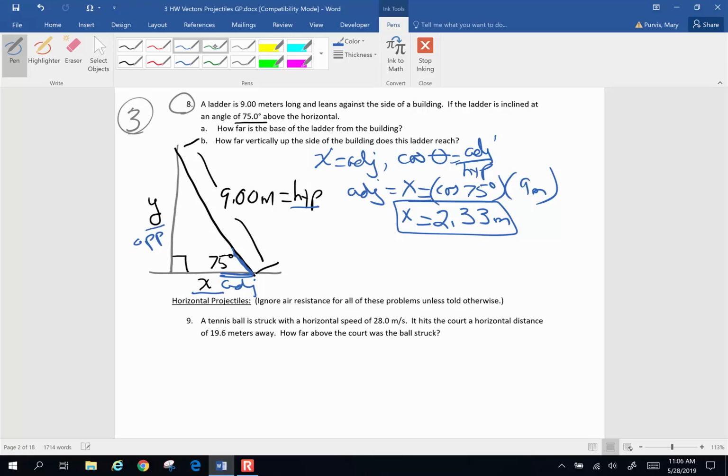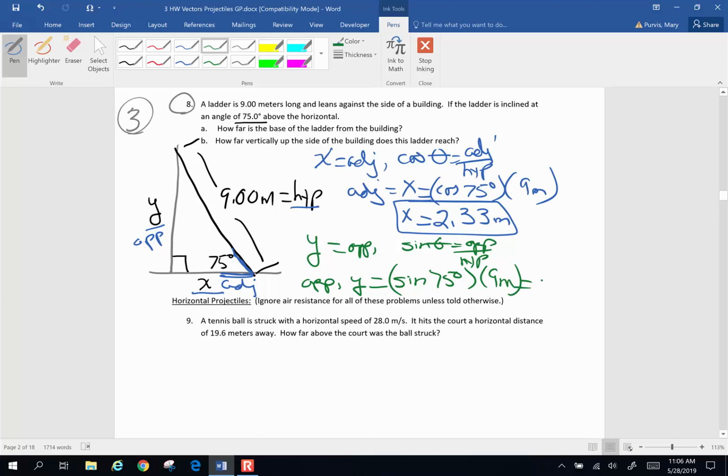Now let's go ahead and find y. Y is that up and down component, so y is the opposite. I'm going to go ahead and use sine of theta is the opposite over the hypotenuse, and so the opposite side, which is my y, is going to be equal to the sine of 75 degrees times the hypotenuse, which is my 9 meters. And if I do that, the sine of 75 times 9, I end up with 8.69 meters is the distance up the wall.